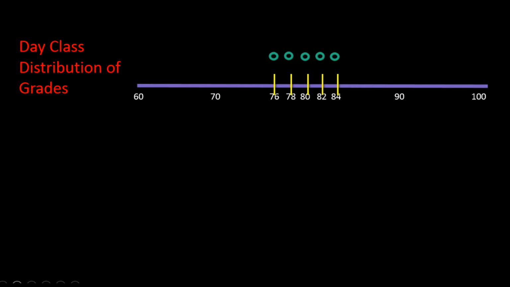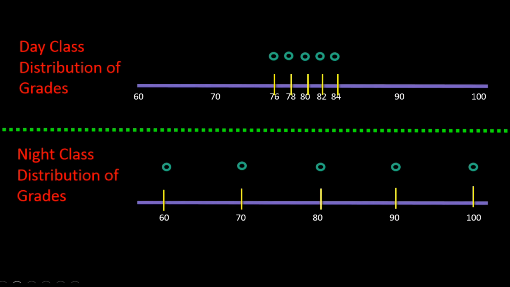Here is a graph showing how the 5 grades for the day class are distributed. You can see that the mean is 80 and all the other grades are clustered in and around the mean very tightly. A graph of the night class shows us a very different story. Yes, the mean is still 80, but you can see that the grades are dispersed from one end of the graph to the other. The lowest grade is a 60 and the highest grade is 100, so the spread is very large for the night class and much smaller for the day class.